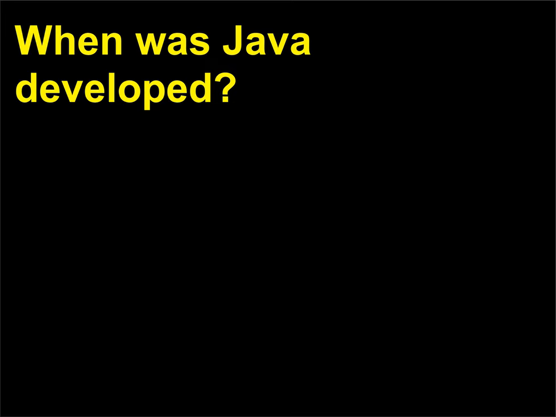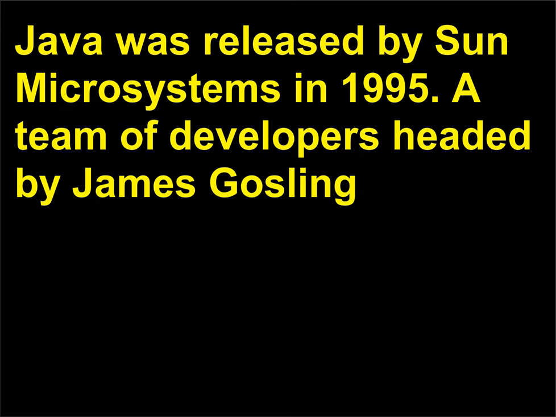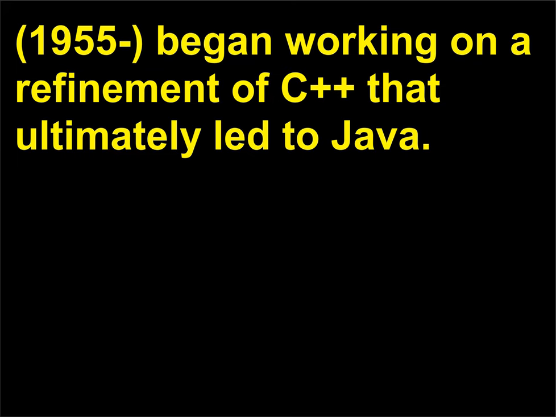When was Java developed? Java was released by Sun Microsystems in 1995. A team of developers headed by James Gosling, 1955, began working on a refinement of C++ that ultimately led to Java.